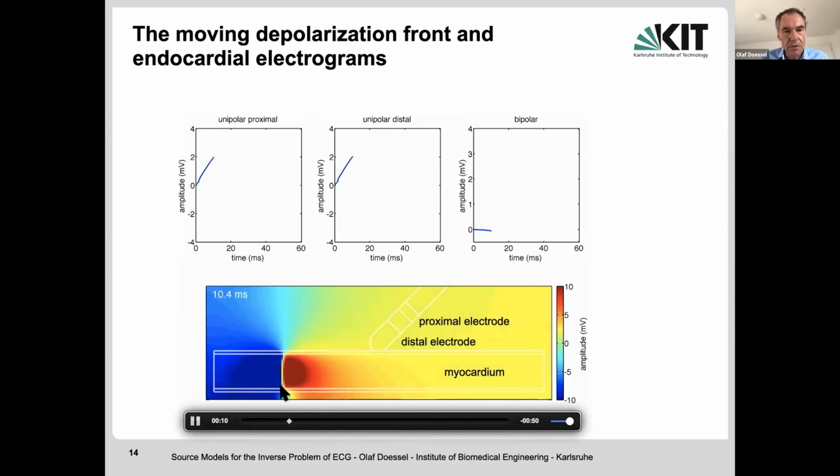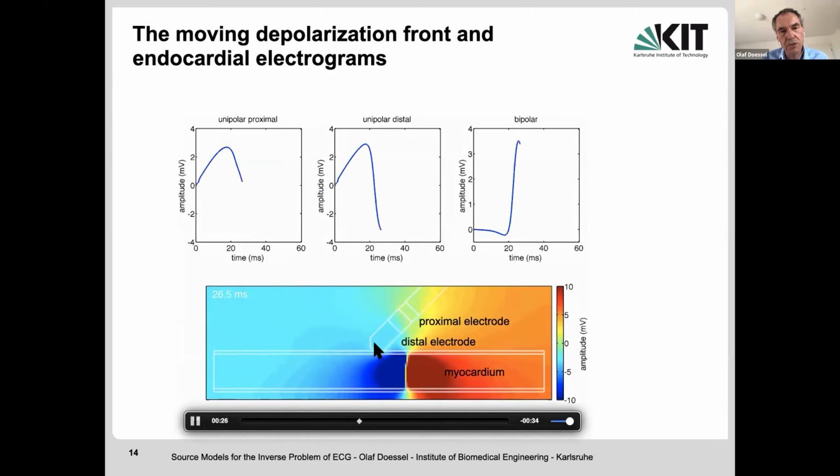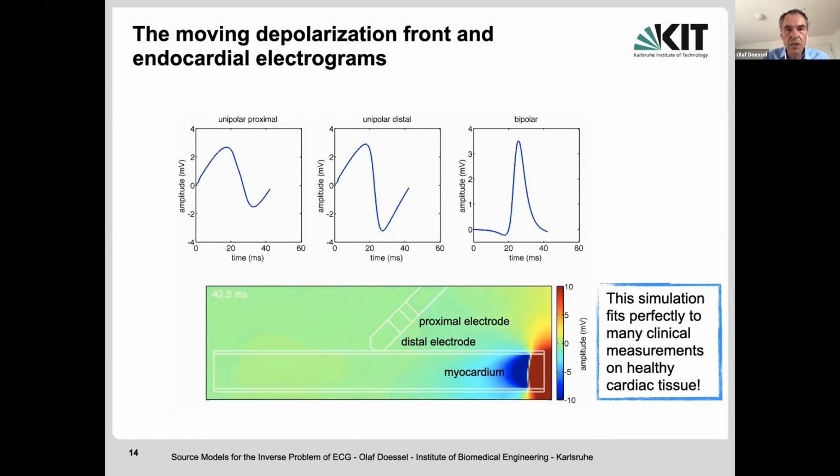Here, in front of the depolarization layer that moves through a piece of myocardium, are the sources, and in color code you see the electric field. So the electric potential already starts quite a long time before the front reaches the electrode, and it's still going on for quite a long time when the depolarization front is already far away. Only at the moment when the amplitude goes to zero do you really have the sources beneath the electrode.